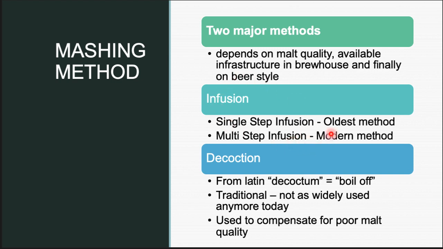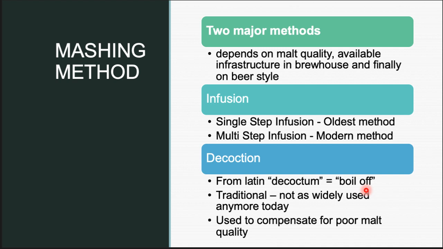Infusion mashing is one of the most common methods which has been practiced globally in the present days. Decoction is derived from the Latin word decoctum, meaning boil off, so the name itself reflects that some portion of the mass is boiled off separately and returned to the main mass.